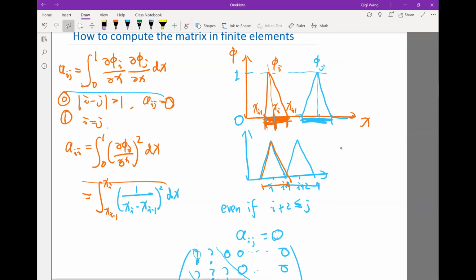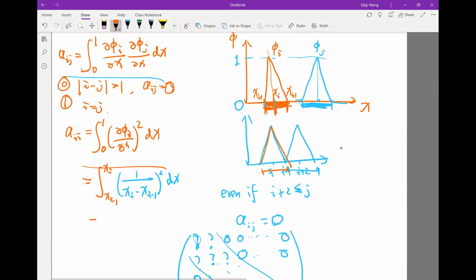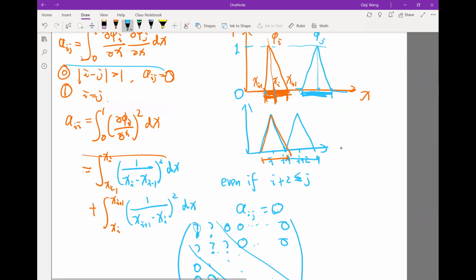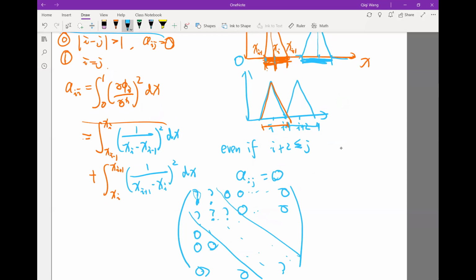So that's over the first element, and I also need to add the derivative on the second element. 1 over xi plus 1 minus xi, and negative, right? Yes. Okay, but because I'm squaring, I don't care about the negative in this case, so I just write it as what you said. Right, so this is the diagonal.